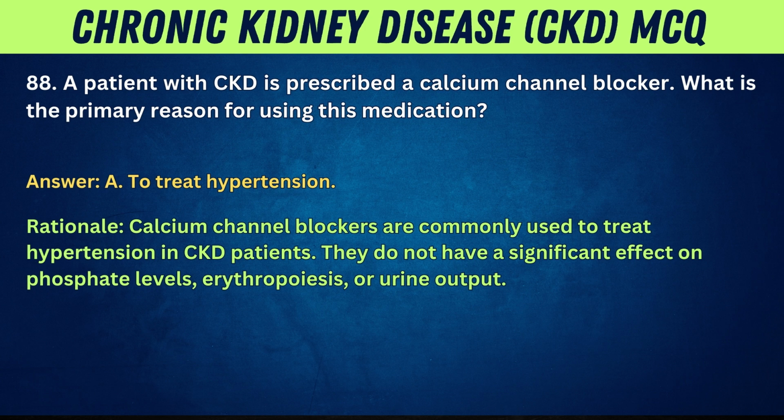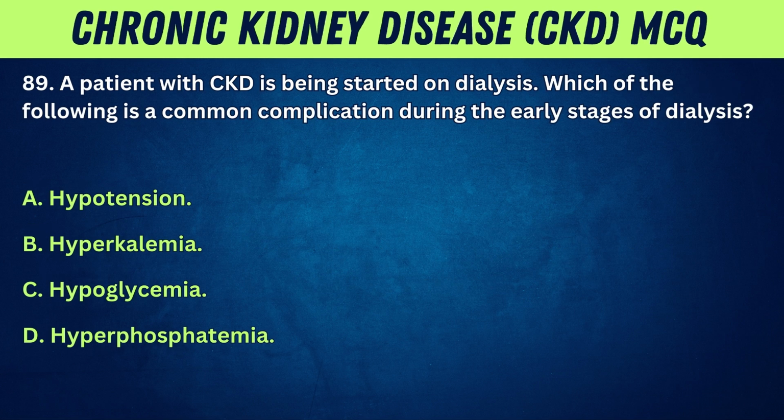Rationale: calcium channel blockers are commonly used to treat hypertension in CKD patients. They do not have a significant effect on phosphate levels, erythropoiesis, or urine output.